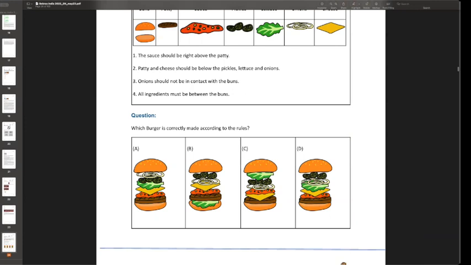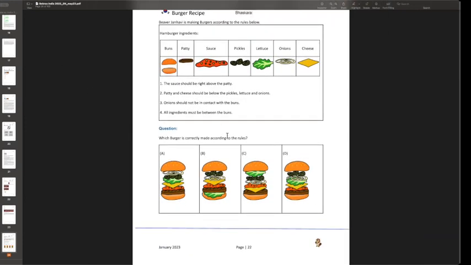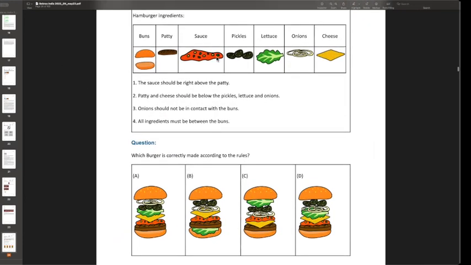Yes. Here. So remember the four rules. Sauce is always above patty. Patty and cheese are below pickles, lettuce, onions. And onions cannot touch buns. And everything has to be inside buns.